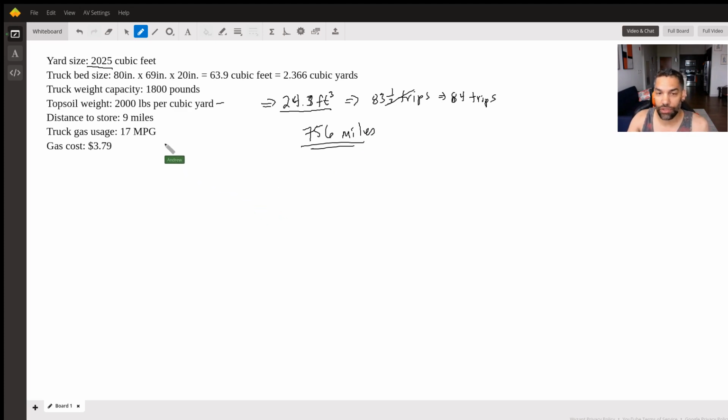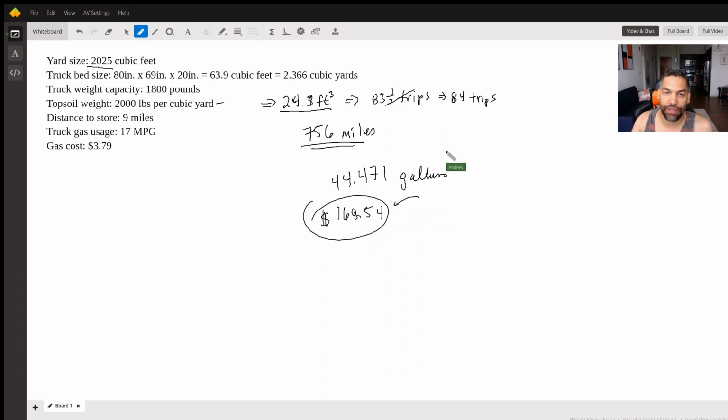When we look at that versus the gas usage, that'll tell us how many gallons we'll be consuming. So we take our 756 miles and divide it by our 17 miles per gallon, and that gives us a total of about 44.471 gallons. Then all we need to do is multiply that number by the gas cost, $3.79, and we get that on gas, we'll be spending a total of $168.54. This is the total that's going to be spent on gas to drive back and forth to the store to transfer all of this stuff.